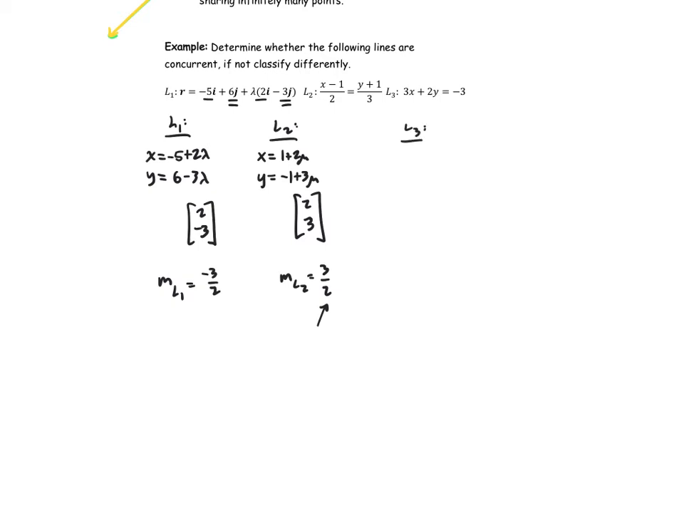L3, this is an interesting form. This is called standard form. What I'm going to do is put it in slope-intercept form. So I'm just going to solve for y by subtracting 3x and dividing by 2. So I can see the slope of L3 is equal to -3/2. So it looks like L3 and L1 are parallel.